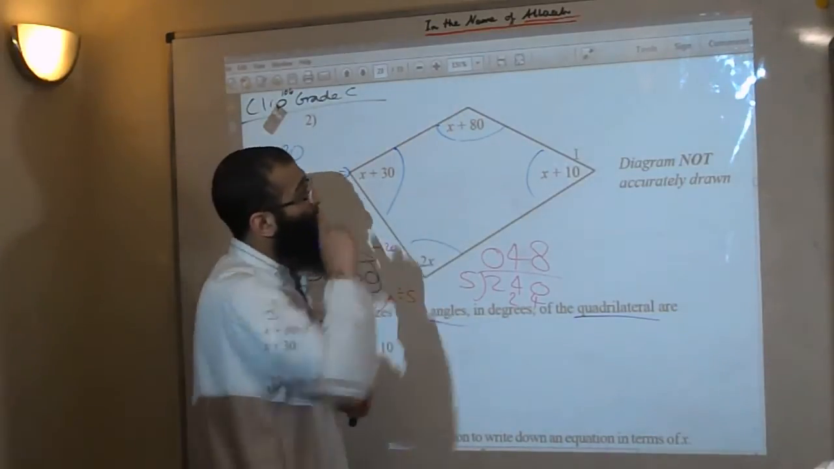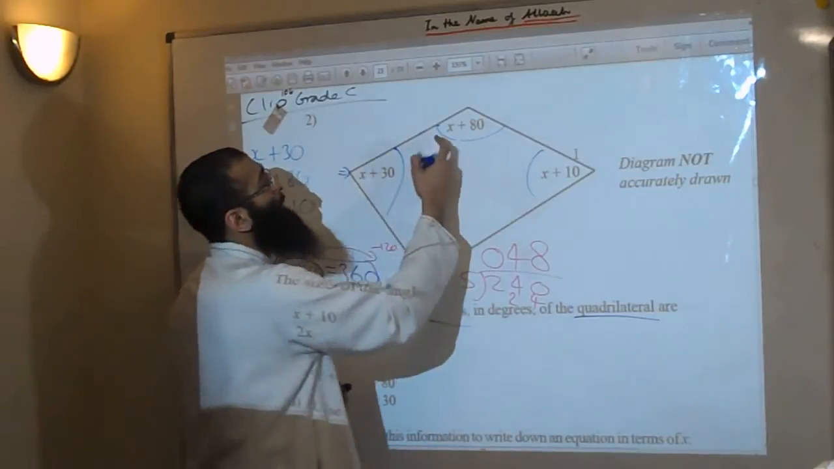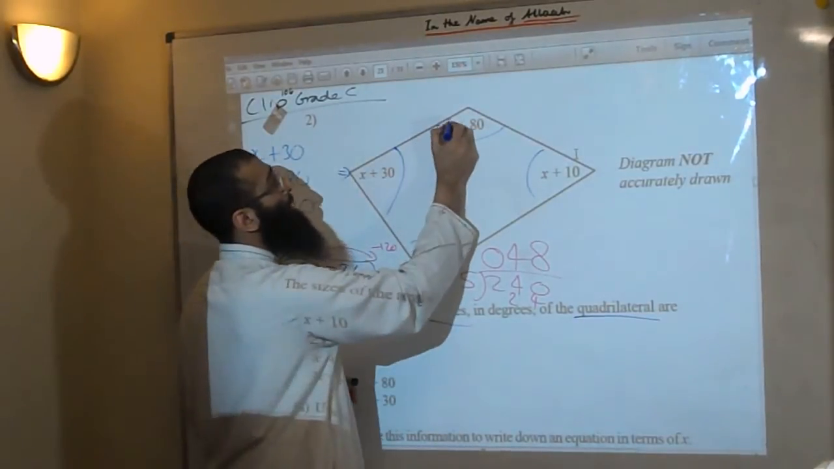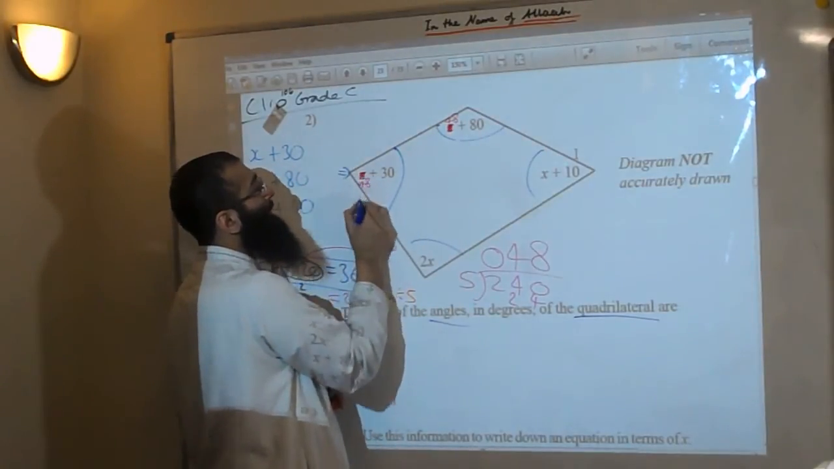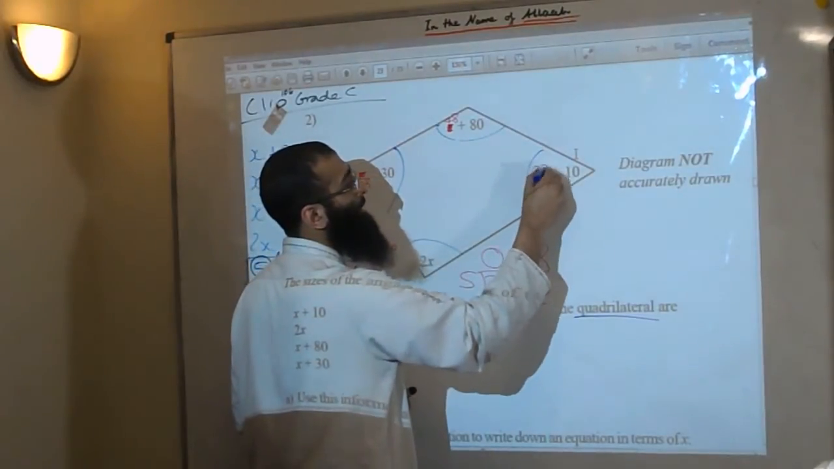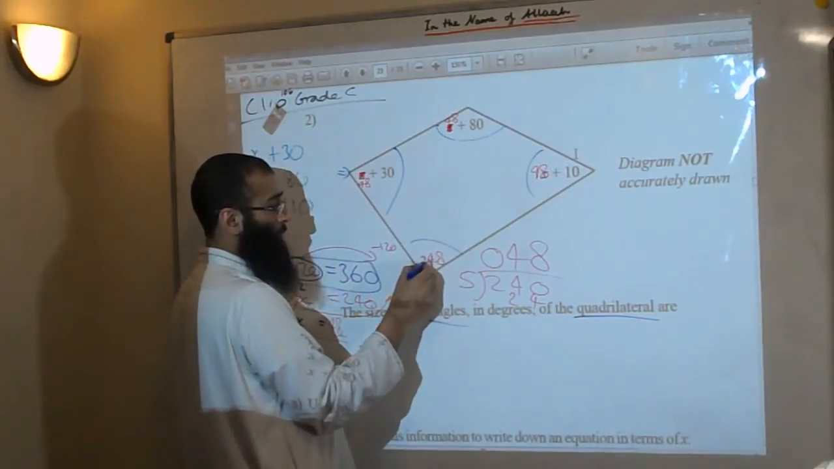So what I'm going to do now, I'm just going to cheat a bit. I'm going to rub off the x with the pen and put the number in there. So where we see the x, I'm just going to cross it out and put instead 48. 48 add 30, 48 add 80. Where the x is, I put the 48 in there. Don't forget that means 2 times.